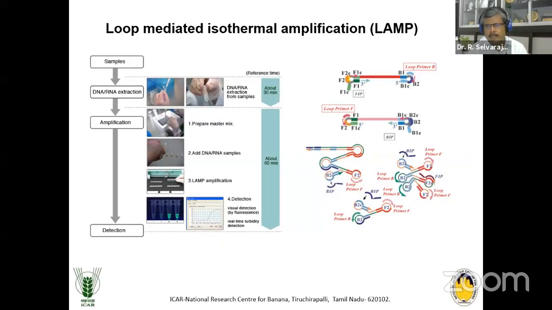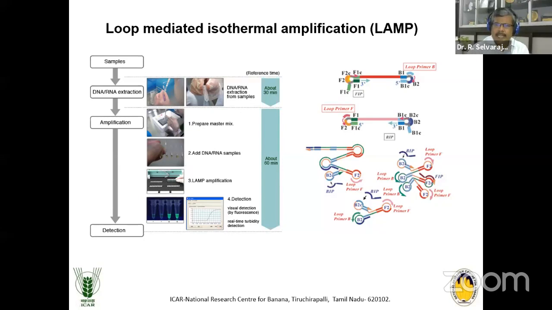This is a wonderful technique, and this is again a patented version, but it is being adopted in many places. Here you can finish very quickly. Here there are 6 primers you need: FIP, BIP primers, then you have F2 and B2 primers, and you can also have a loop primer. So it's highly specific. It will detect only what you are aiming for, nothing else.